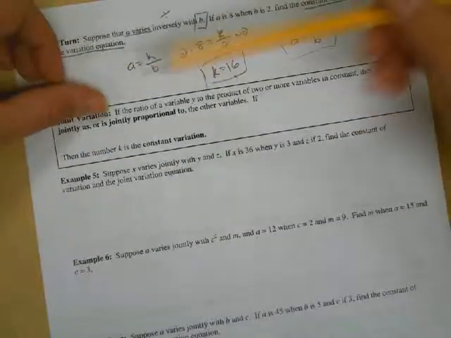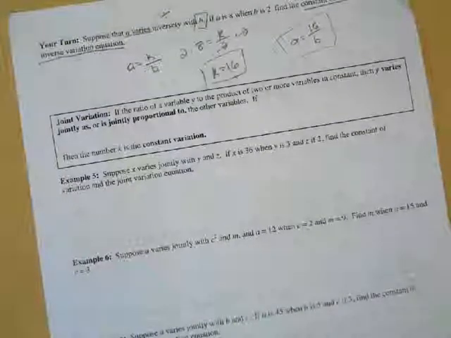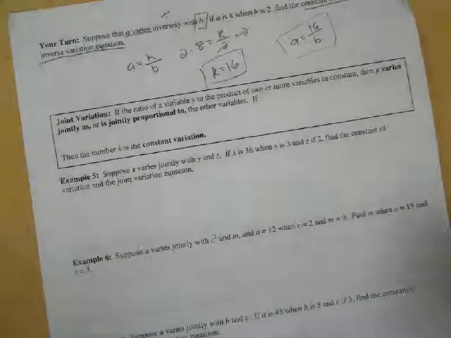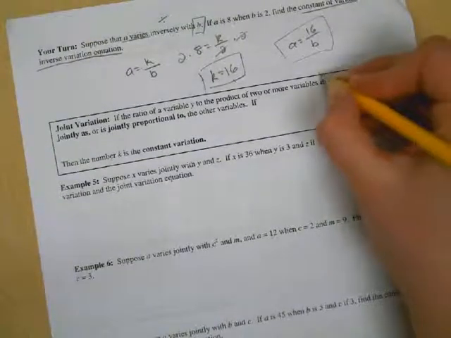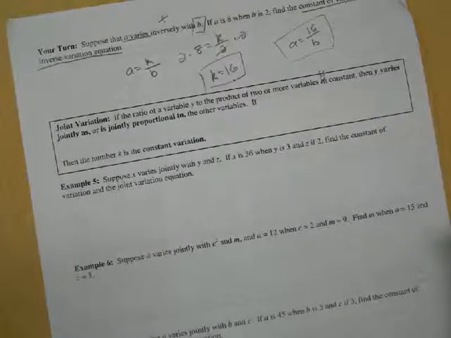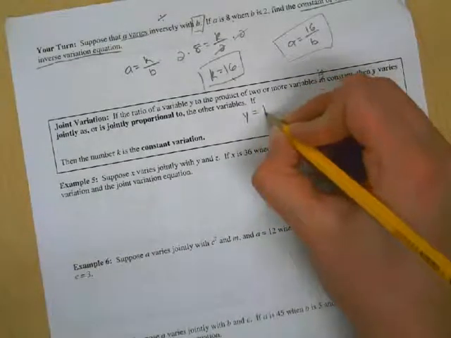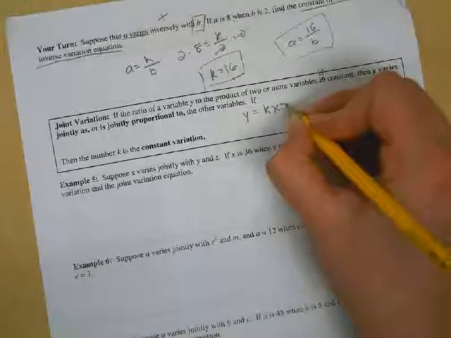So we're done. Now joint variation. If the ratio of a variable y to the product of two or more variables is constant, I'm pretty sure that's supposed to say is constant. Let's fix that. If the ratio is constant, then y varies jointly as, or is jointly proportional to, the other variables. Here's our formula: y equals k x z.